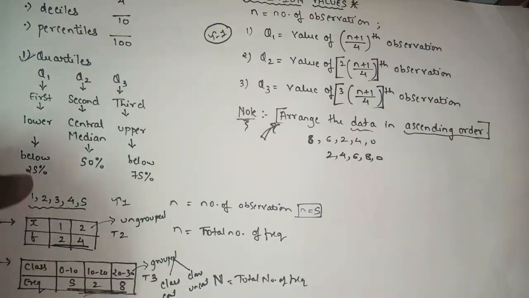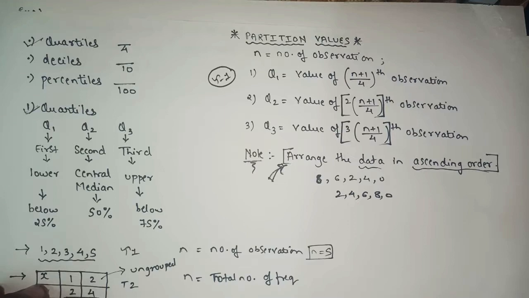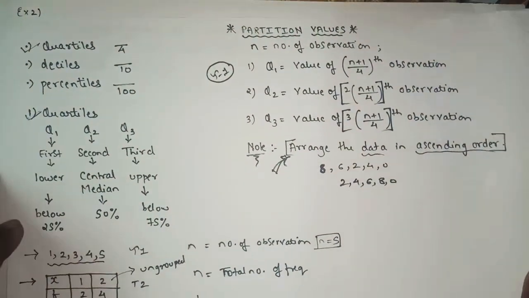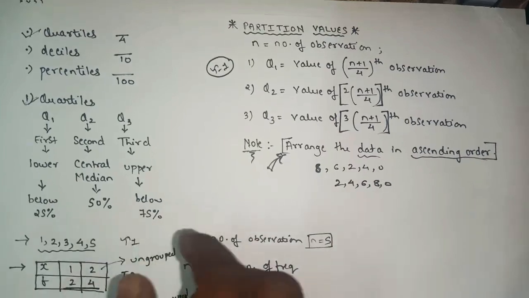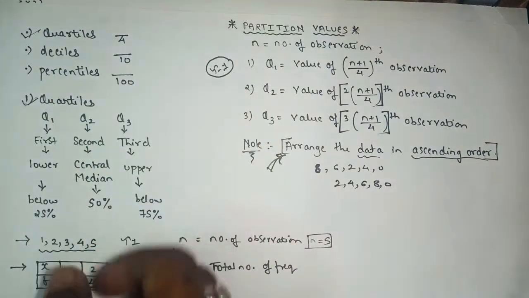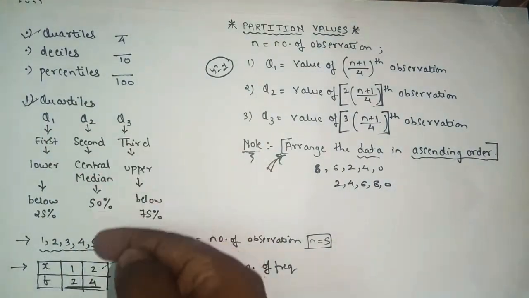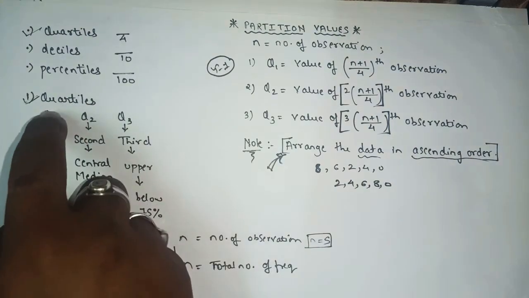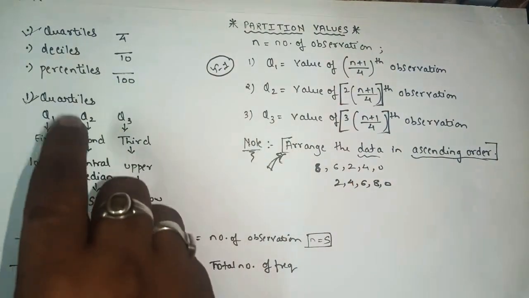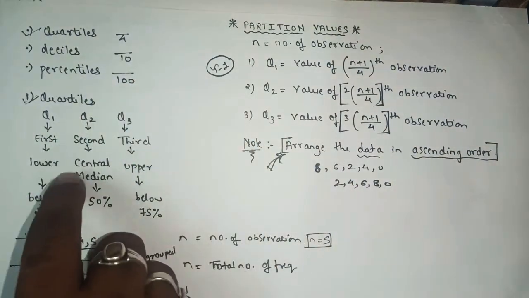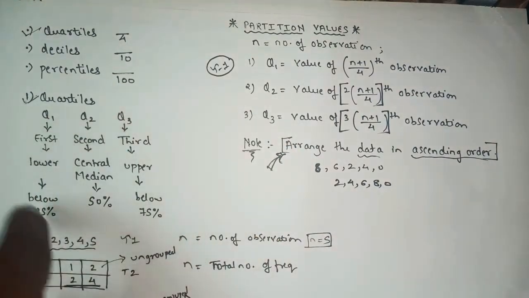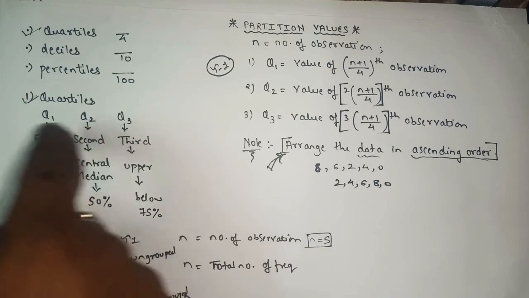And we saw in the last lecture what we mean by quartiles, deciles, and percentiles, and the names for the quartiles: Q1, Q2, and Q3. Sometimes in the question they will say you have to find Q1, sometimes the first quartile, sometimes the lower quartile, sometimes they will use below 25. So all these names you should remember.